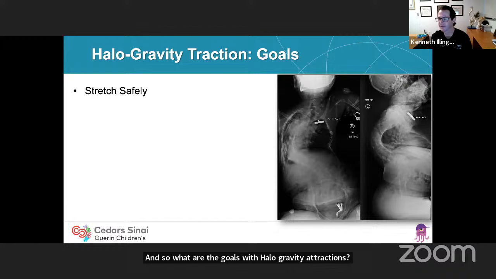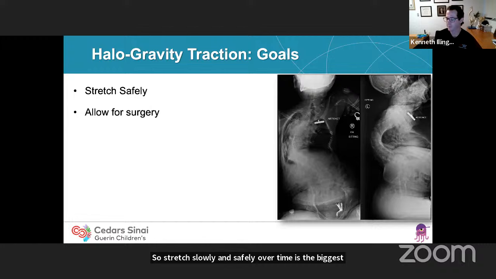These severe deformities, if you try to take them back to the operating room and do an initial correction, you get into signal issues and you can get into neurological injuries. So stretch slowly and safely over time is the biggest thing for me. Also to allow for surgery.